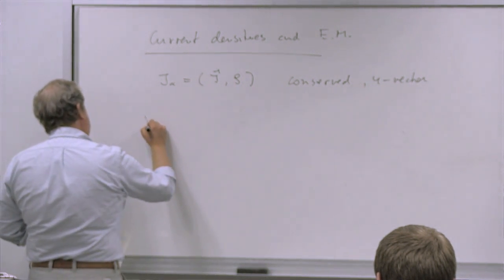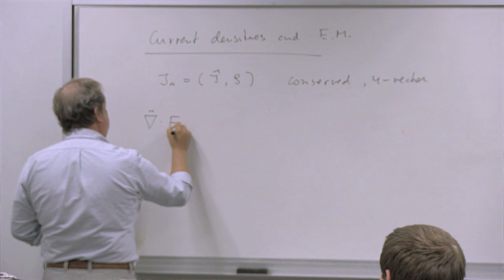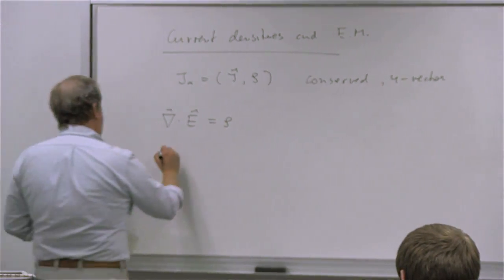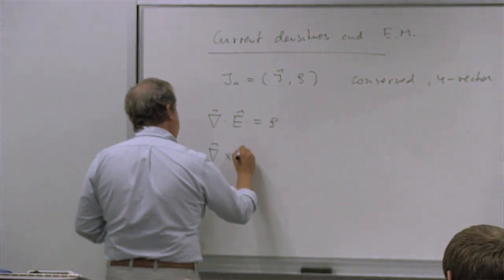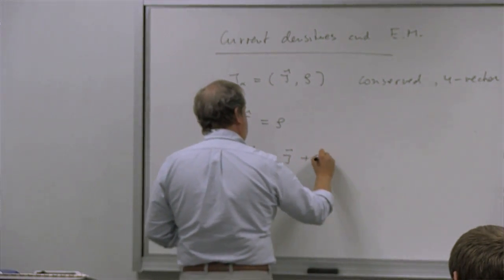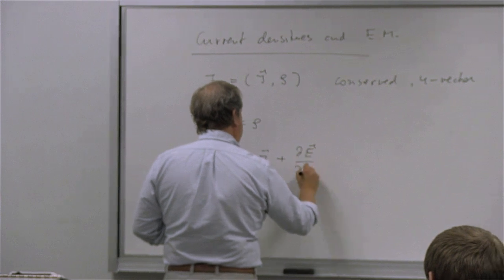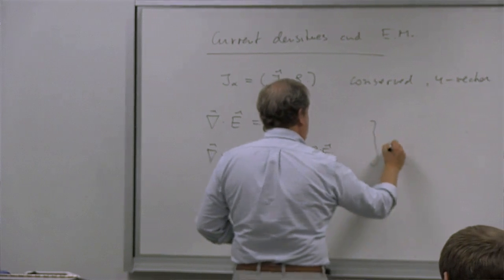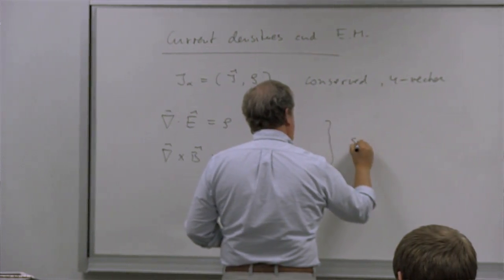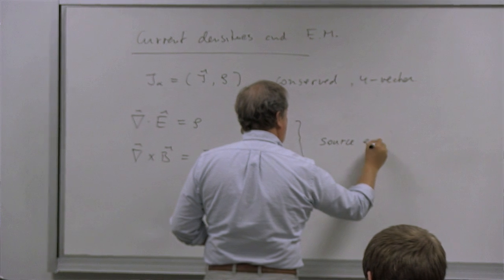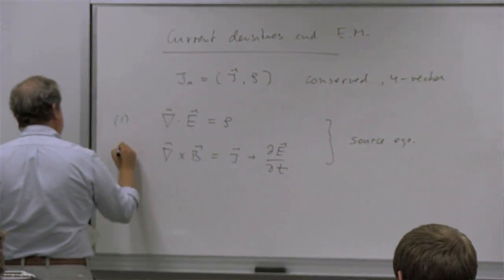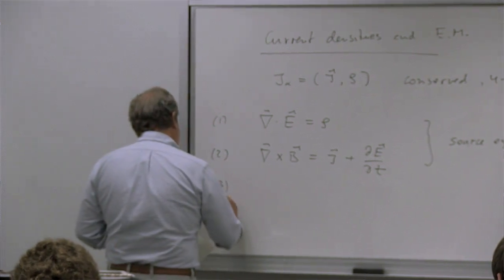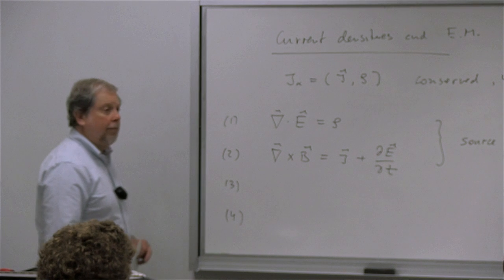So for the electromagnetic field, we have the divergence of E is equal to rho, and that the curl of B is equal to J plus dE by dt. And so these are the two source equations, if you want. We're going to call this 1 and 2. And then we have the other two equations, 3 and 4, which do not involve sources.